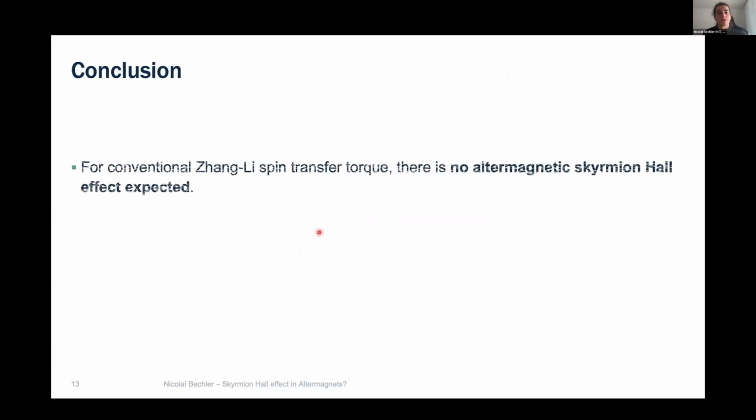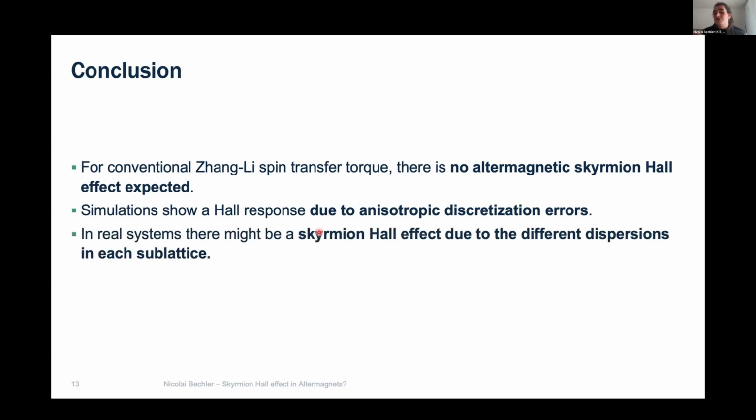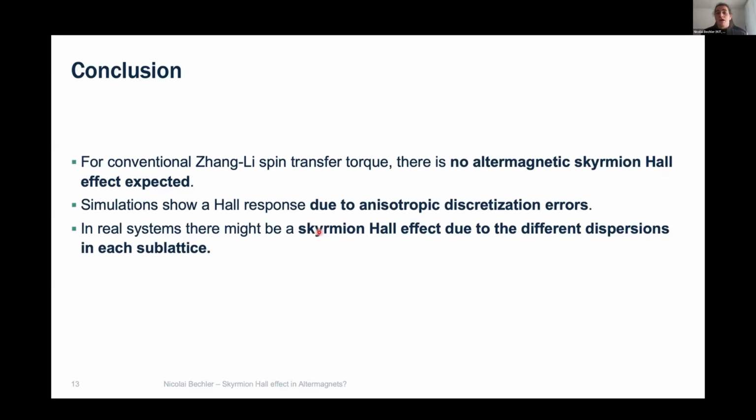And now I will come to my conclusion. First of all, we predict that there is no analytical Skyrmion Hall effect expected in an Altermagnet. What we see in simulations is due to an anisotropic discretization error in both sublattices. And this gives the take-home message of this talk: when simulating an Altermagnet, you have to be careful because the discretization error can be different in both sublattices. But in real systems, we predict that there might still be a Skyrmion Hall effect due to the different dispersion in each sublattice.